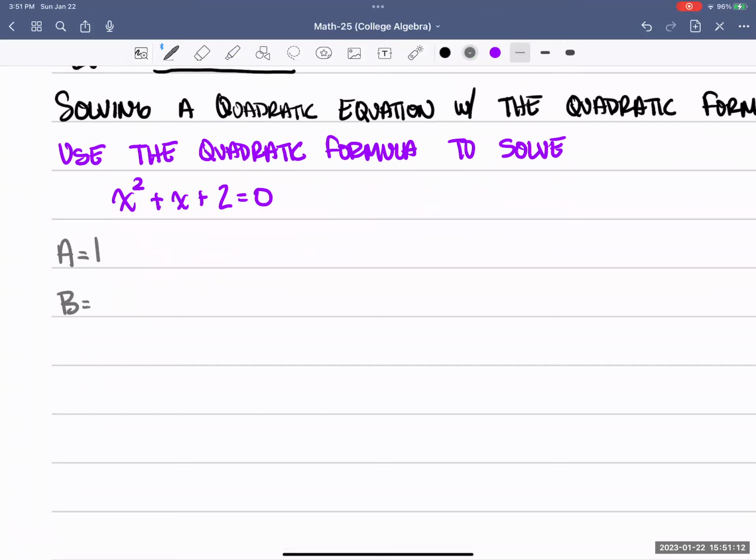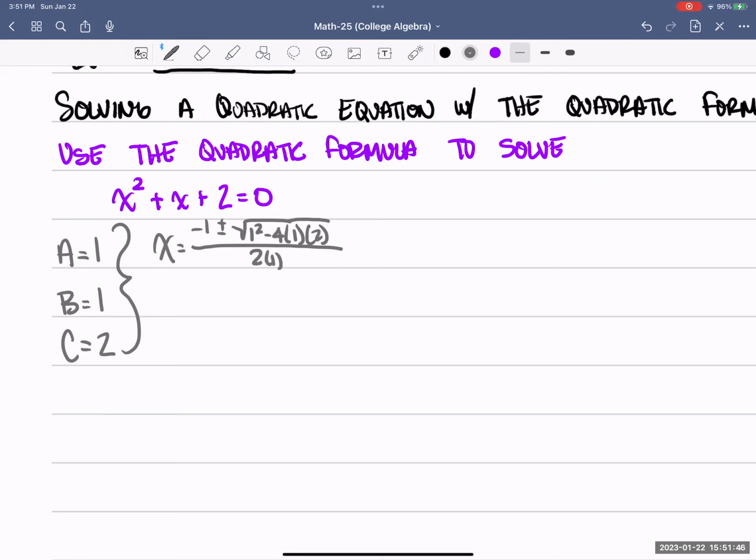B is also equal to 1, coefficient of x. And C is equal to 2. That's our constant. And now we just plug it into our formula. Negative b, which is 1. So negative 1 plus or minus the square root of 1 squared minus 4 times a, which is 1, c, which is 2, all over 2 times a.